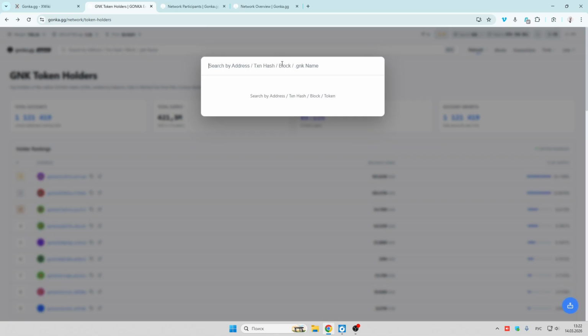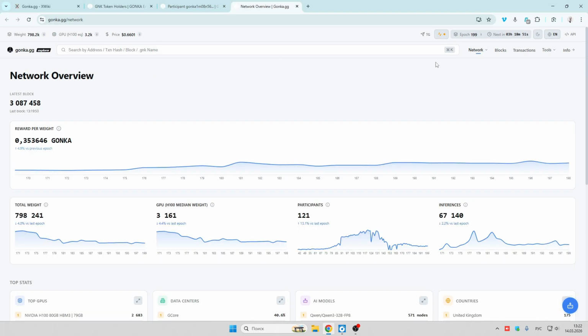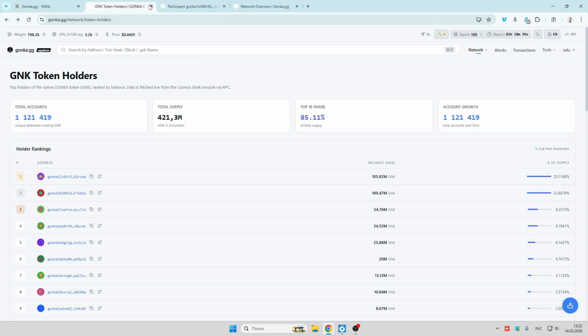If you are currently operating as a miner on the network, you can also easily check the specific rewards you have received for each individual epoch, which is a very convenient and efficient way to track your progress. We've looked at that.